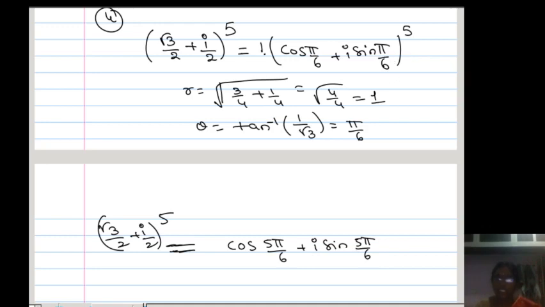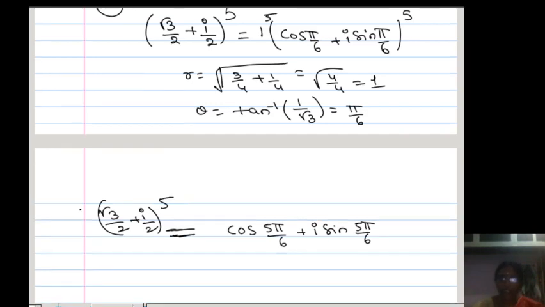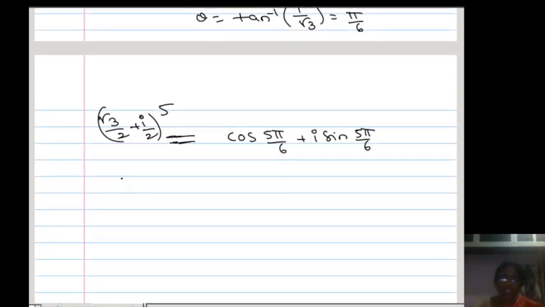You can observe here r is 1, theta is π/6, r into cos theta plus i sin theta, but power 5. So total 1 power 5 is 1 only. So cos 5π/6 plus i sin 5π/6 is the polar form. Similarly you can do this for √3/2 minus i/2 power 5. First write the polar form. R is the same, that is 1. But what is theta?